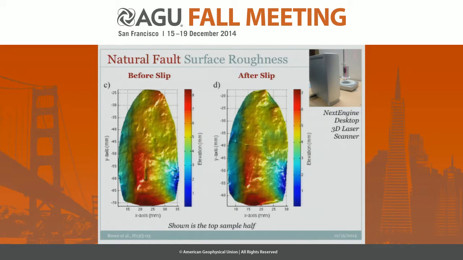Now for the natural fault sample, we have a lot more topography. We start out with 8 millimeters, and after shear we are only looking at 7 millimeters, so a whole millimeter on average was abraded. And you can see that the whole topography looks a little bit more smooth, and it's actually hard to find the borehole at this point.